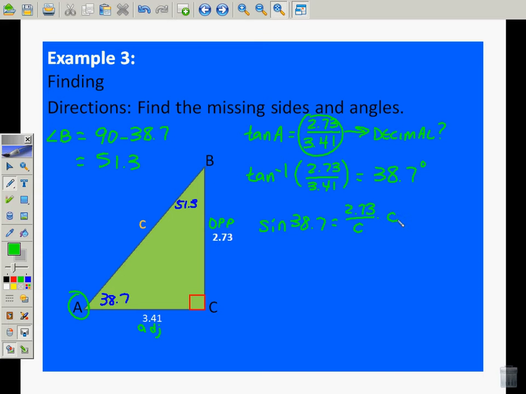This is good for us because if we have one unknown, we can solve for that unknown. I'm going to take it out of the denominator first. So I have C times sine 38.7 is equal to 2.73. I'll divide by the sine of 38.7 because remember, this is just a decimal here. I'll divide by that on both sides. And I've got C is equal to 4.37. And if we do the Pythagorean theorem to check, we get the same result. Okay, so that's one way.